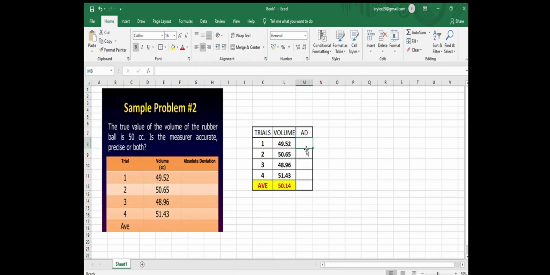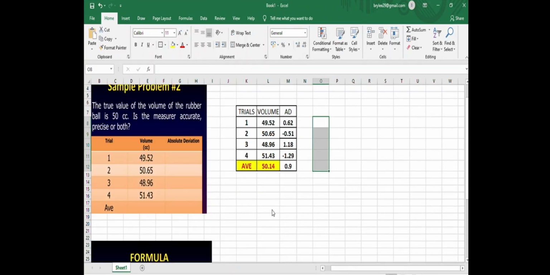Now, how do we solve for the absolute deviation? As we all know, this is the difference between the average volume and the value obtained for each trial. So you just write equals, then 50.14 minus L8, then press enter. So we have 0.62 for the first trial. Then let's drag it down to the fourth trial. Then you have the values for the absolute deviation. But since it's absolute deviation, we are going to disregard the negative sign in getting the average absolute deviation.